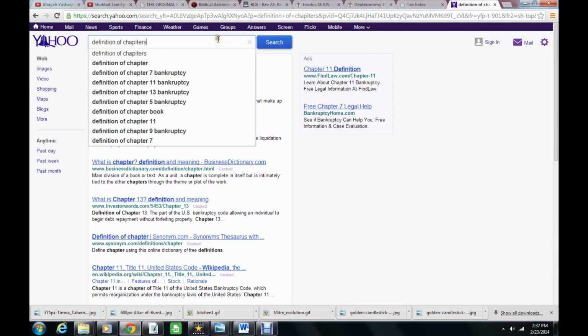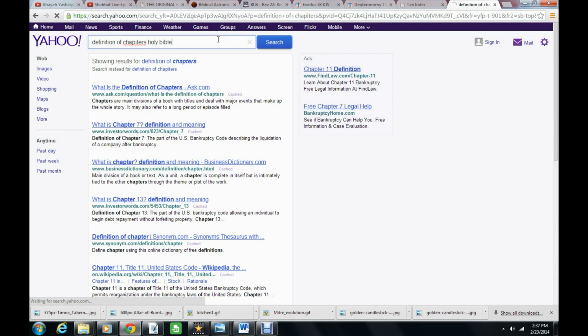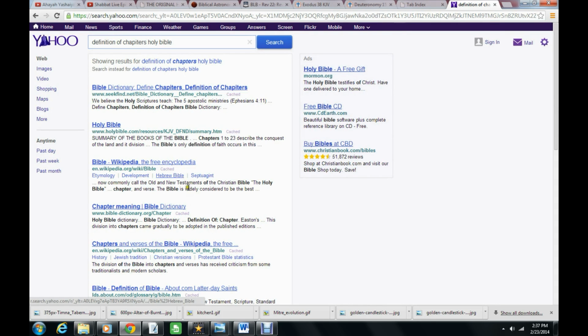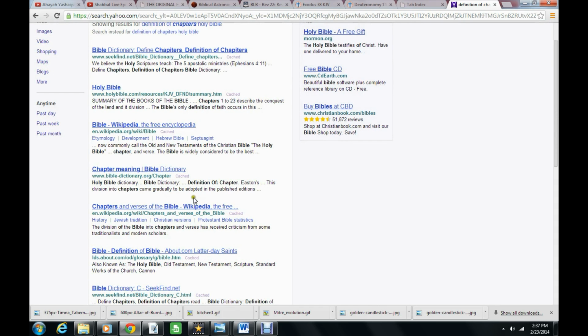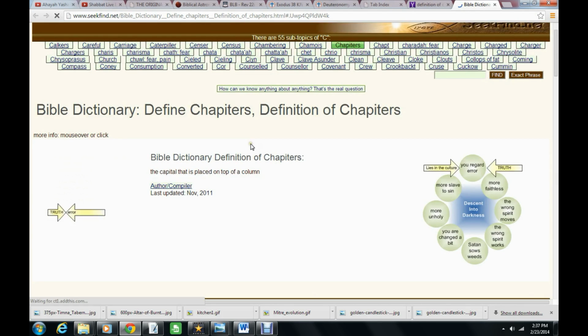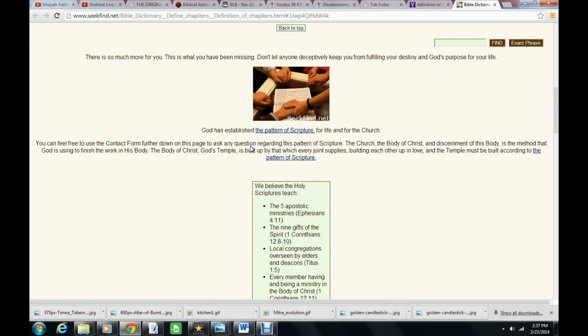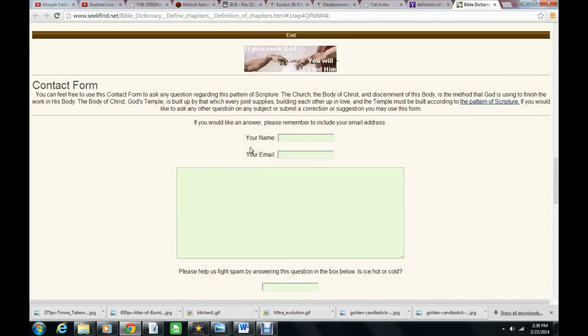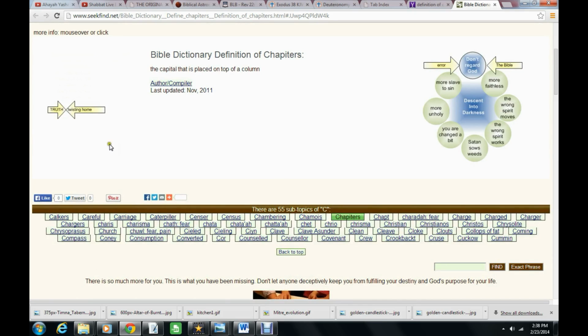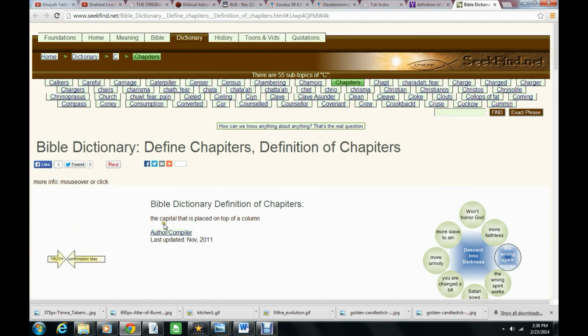Let me type in Holy Bible. Let's see if they have the definition here. Oh, yup, it says the capital that is placed on top of a column. So something that's going on top of something.